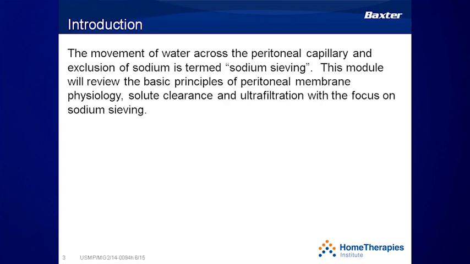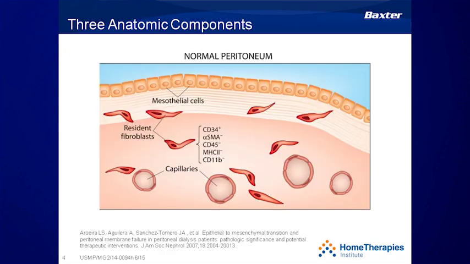The movement of water across the peritoneal capillary and exclusion of sodium is termed sodium sieving. This module will review the basic principles of peritoneal membrane physiology, solute clearance, and ultrafiltration with the focus on sodium sieving. The peritoneal membrane has been classically described as having three layers: a superficial layer of mesothelial cells, a submesothelial compact zone, or subcompact zone, of loose connective tissue, and the peritoneal capillary bed.